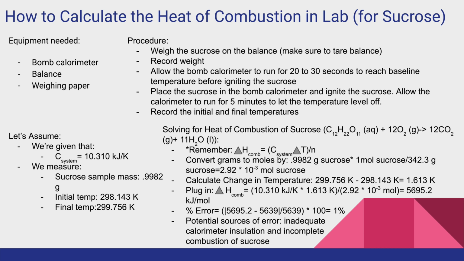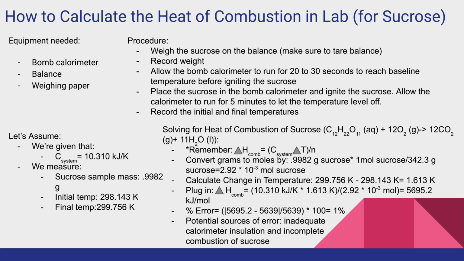Finally, we're going to record the initial and final temperatures, since they're going to be crucial in calculating the heat of combustion. So now let's assume that we're given that the heat capacity of the system is 10.310 kilojoules per Kelvin, and then we measure that the sucrose sample mass is 0.9982 grams, and the initial temperature is 298.143 Kelvin, and the final temperature is 299.756 Kelvin. Alright, so assuming this, we can go into solving for the heat of combustion of the sucrose. First of all, remember that the heat of combustion of sucrose is equal to the heat capacity of the system times the change in temperature all over the number of moles.